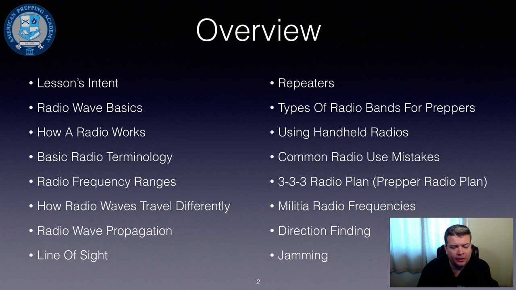this one. Okay, so for the overview on this lesson, we're going to talk a little bit about the lesson's intent, kind of what I'm trying to do with this. And then we're going to talk some about radio wave basics, how a radio works, basic radio terminology, radio frequency ranges, how radio waves travel differently, radio wave propagation, line of sight, repeaters, types of radio bands for preppers, using handheld radios, some common radio use mistakes, the 333 radio plan or the prepper radio plan, some prepper and militia radio frequencies, direction finding, and jamming.